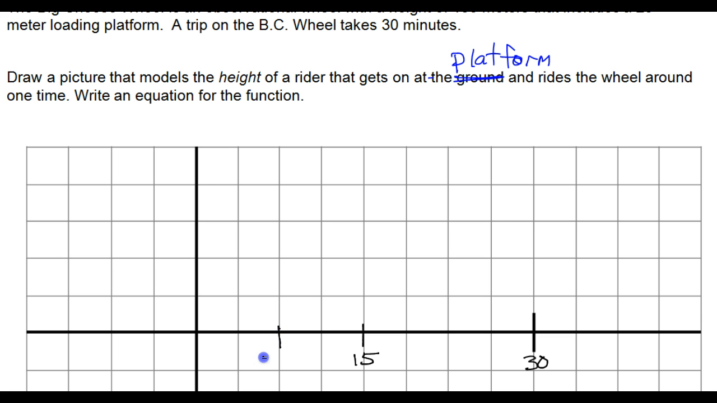What's 15 divided by 2? 7.5 minutes. And this third mark is going to be the first mark times 3, 22.5. So this is going to be 22.5.